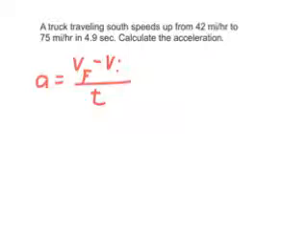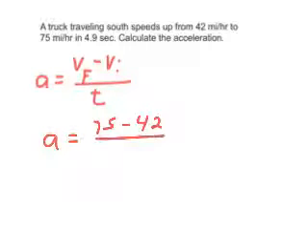Here's a second sample problem. This particular truck is speeding up from 42 miles per hour to 75 miles per hour in 4.9 seconds. The issue here will be the units. What do we do with the units? Because the acceleration is 75 miles per hour, you got to make sure these two are in the same units. They are miles per hour. That's the key so far.